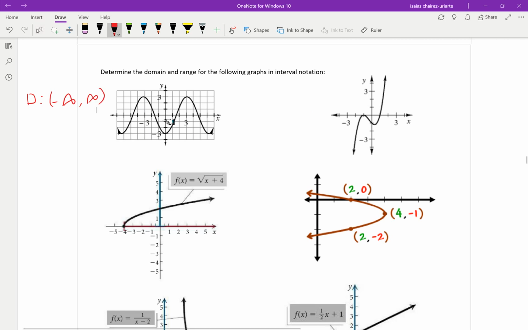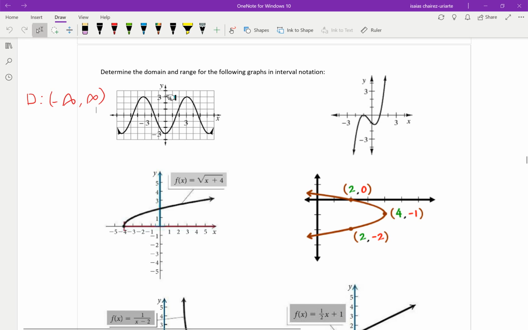Now let me think about the range. So the range is the y values. And you gotta think, how far down does my graph go to how far up does my graph go? So how far down does this graph go on the y? I think it goes as far down as -3. So from -3, how far up does it go? It goes all the way to +3.